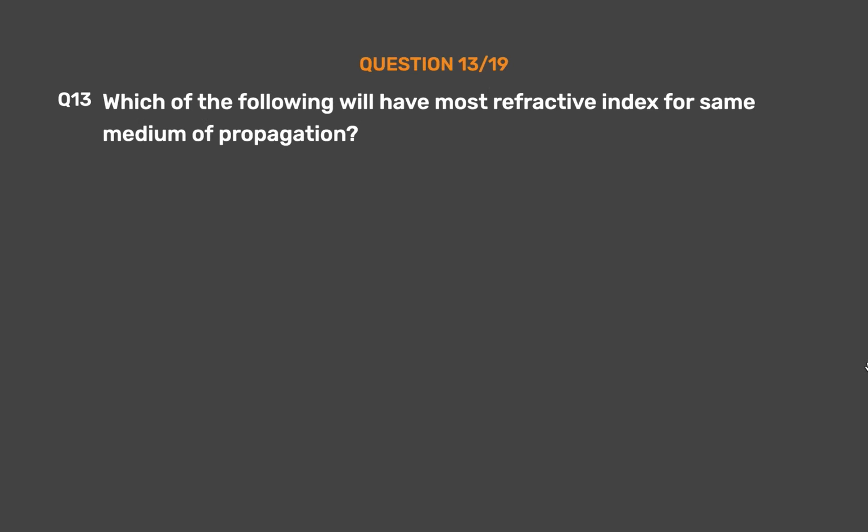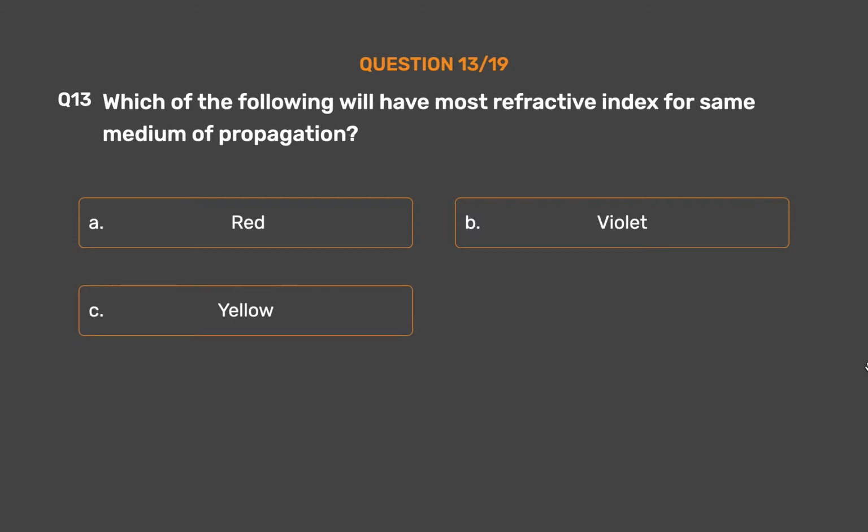Question number 13. Which of the following will have most refractive index for same medium of propagation? Option A, red, option B, violet, option C, yellow, option D, green. The correct answer is option B, violet.